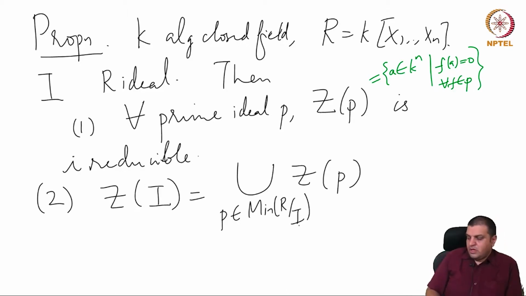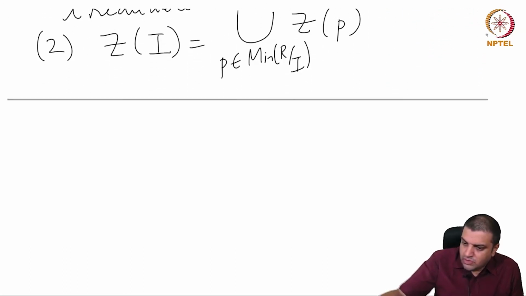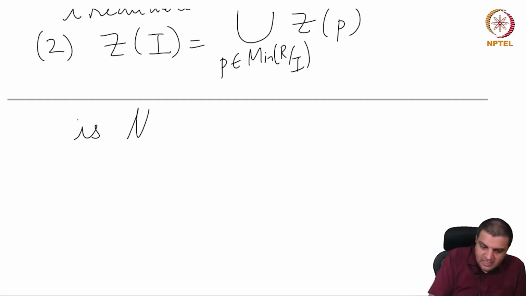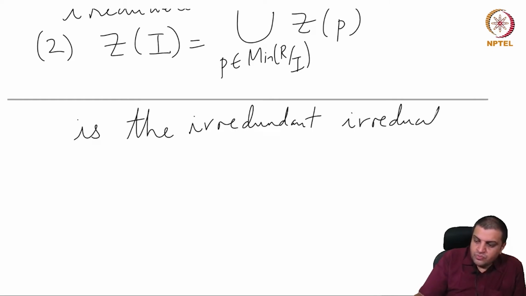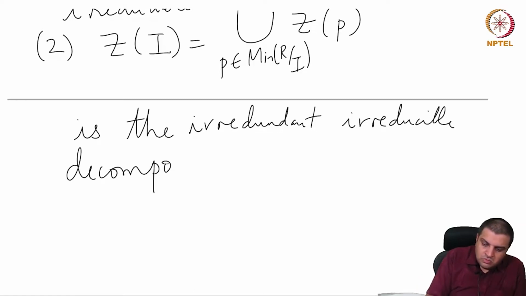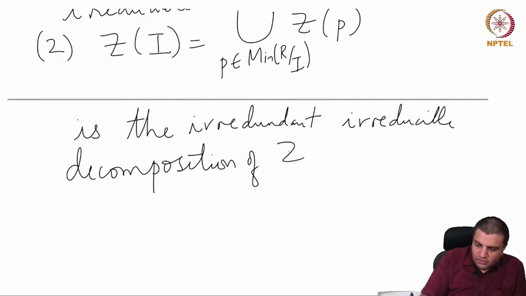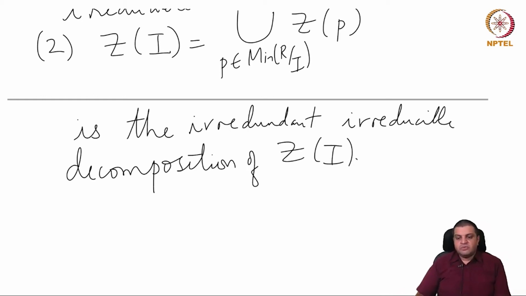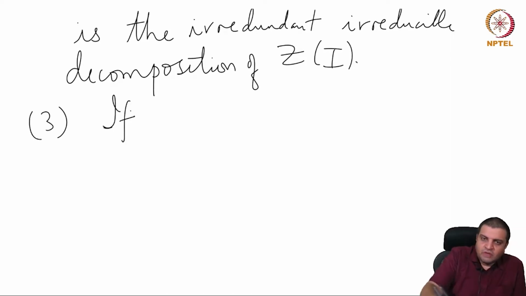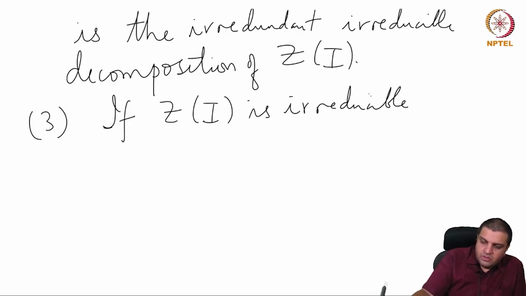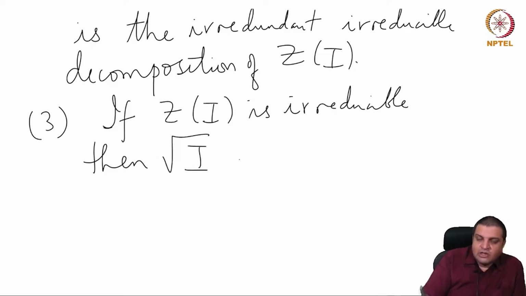Not just that this is the union, this equality is the irredundant irreducible decomposition of Z of I. So the primary decomposition gives information about the irreducible decomposition of Z of I. And third, a sort of converse to the earlier statement: if Z of I is irreducible, then the radical of I is prime.